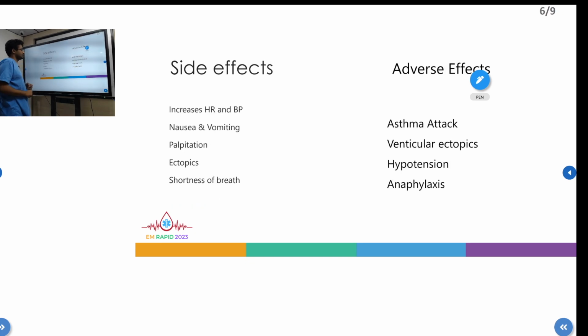This is given according to the dose. Coming to the side effects, the main side effects of Dobutamine are, as it has chronotropic and inotropic activity, an increase in heart rate, and sometimes an increase in BP. It also causes nausea and vomiting, palpitation, ectopics, and shortness of breath. Other adverse effects: it can precipitate an asthma attack, ventricular ectopics can occur, and hypotension as well as anaphylaxis can also occur.